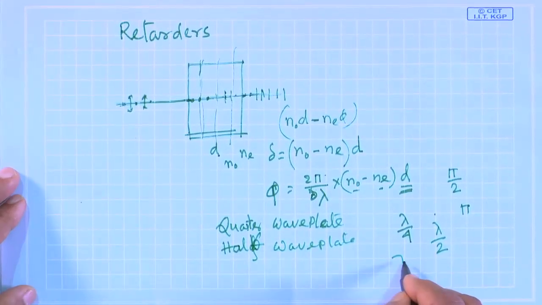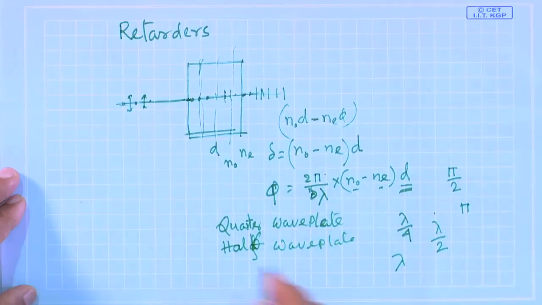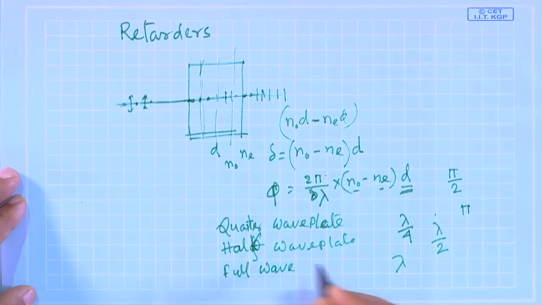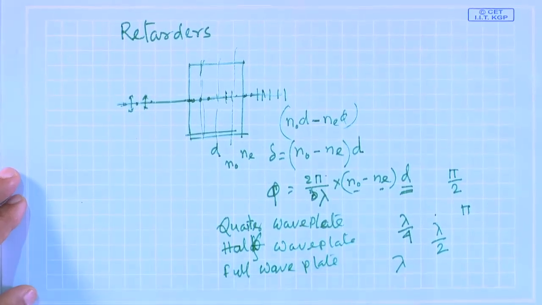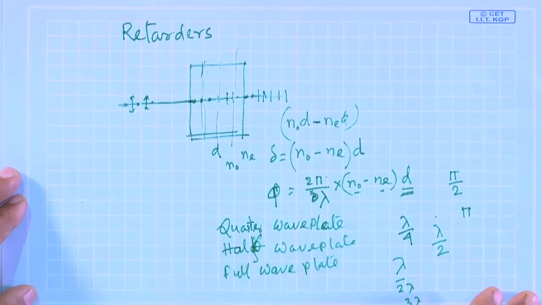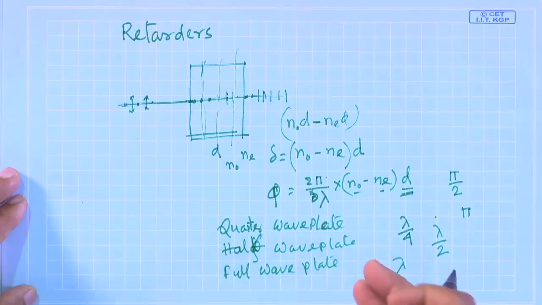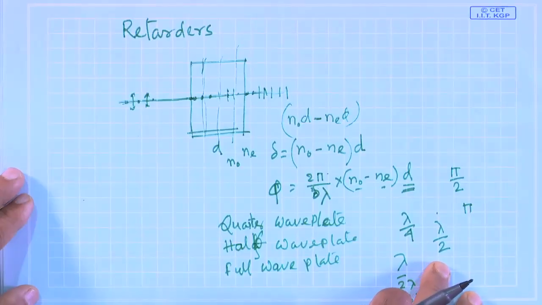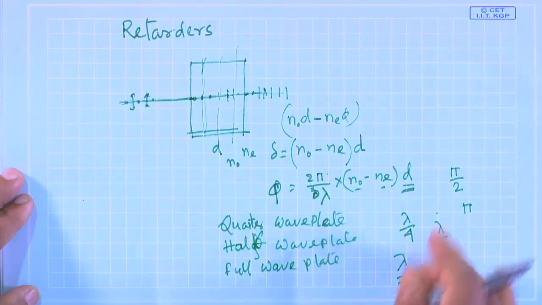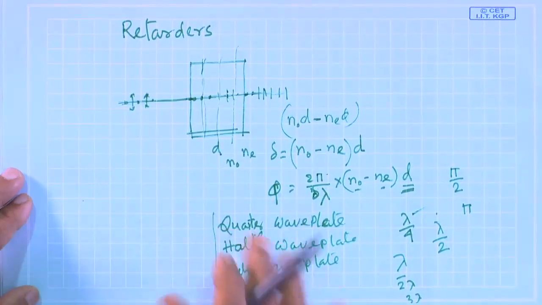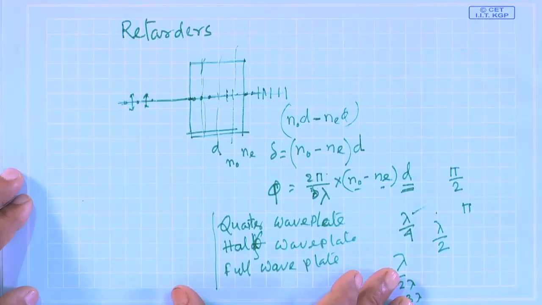If the thickness is such that the path difference is lambda, then it is called a full wave plate. And you know, lambda or 2 lambda or 3 lambda, these are the same. So, it is lambda or a multiple of lambda. For the half wave plate, it is lambda by 2 or an odd multiple of lambda by 2, and likewise for the quarter wave plate. So, these plates are very important in laboratory applications for changing the polarization state.